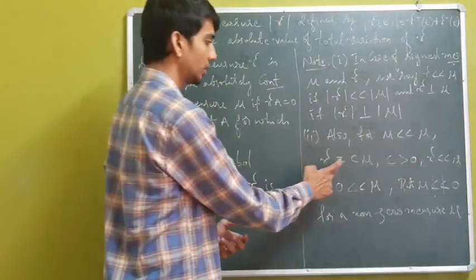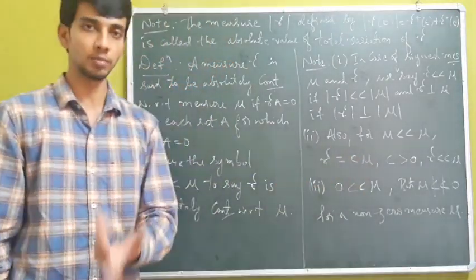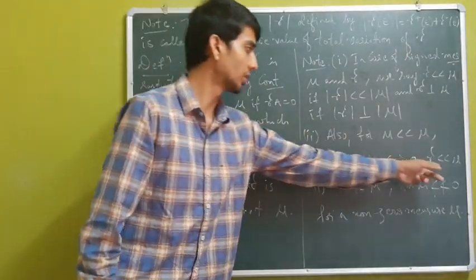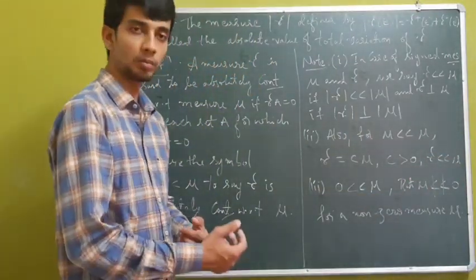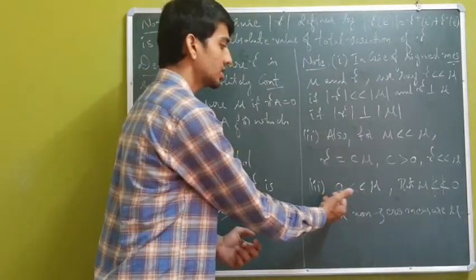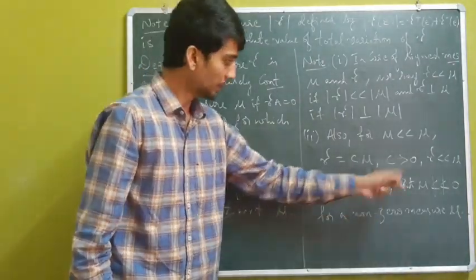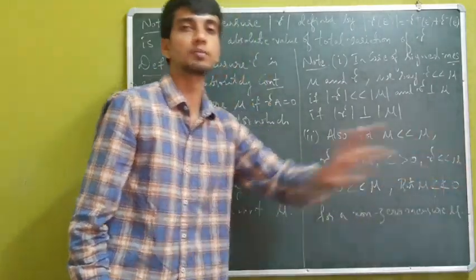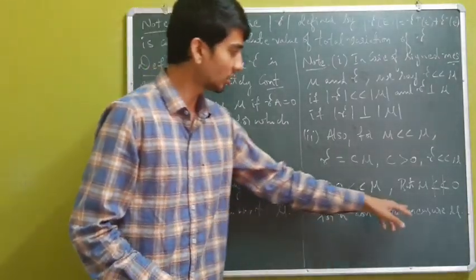So if I have gamma to be a multiple of a real constant of a measure mu, then we also have gamma to be absolutely continuous with respect to mu. And finally, coming to the zero measure: the zero measure is absolutely continuous with respect to a measure mu, but mu is not absolutely continuous with respect to the zero measure for a non-zero measure mu.